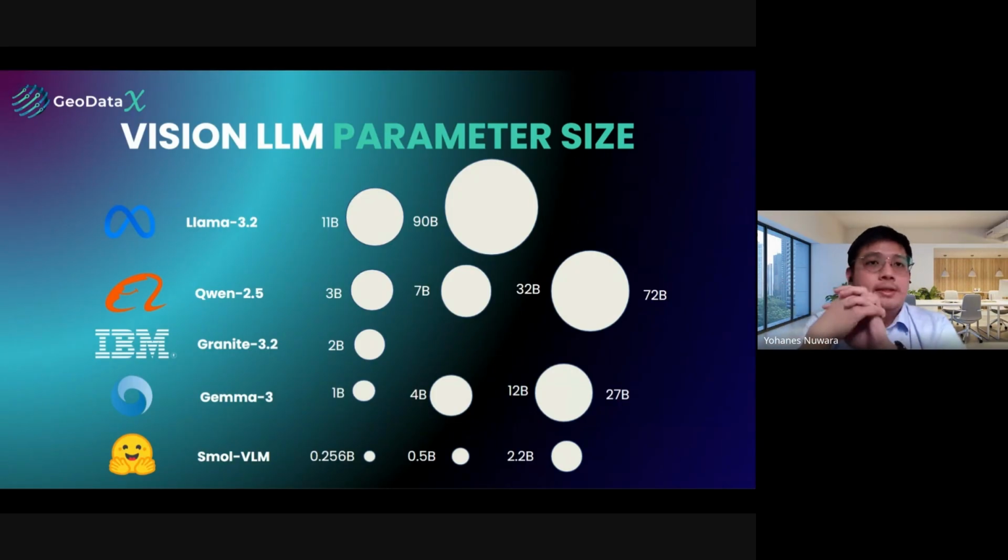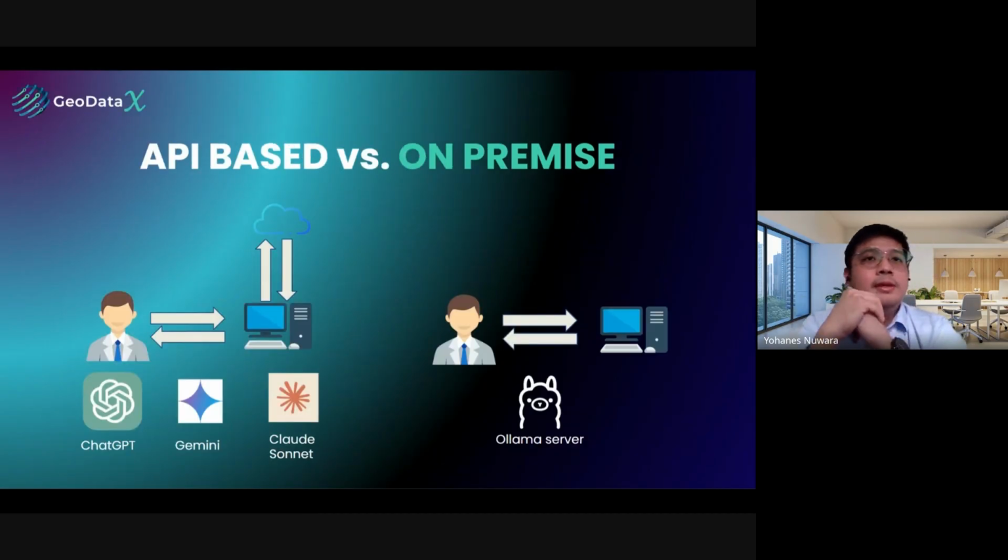And we see here the smallest one is called SmolVLM, which is from Hugging Face. If you see from the top, Llama is from Meta. The second one is from Alibaba. The third one is from IBM. The fourth one is from Google DeepMind, which you may be familiar with through Gemini, for example. It's from Google. And the last one is from Hugging Face. So we have this kind of parameters in different large language models.